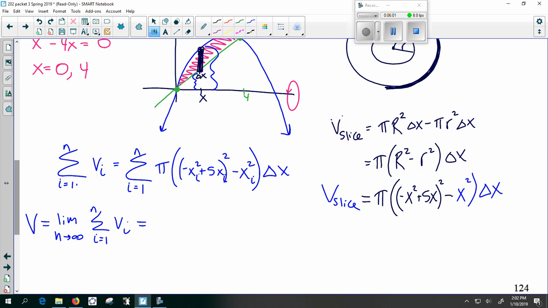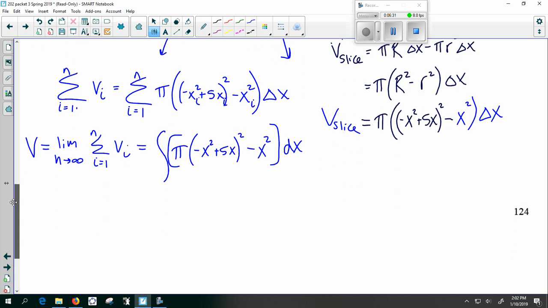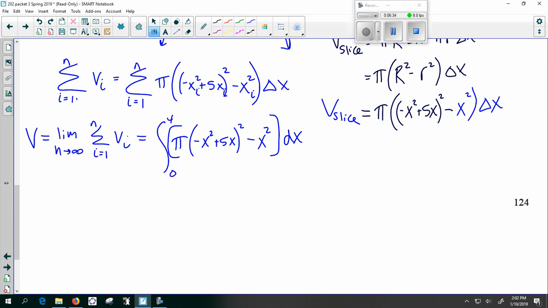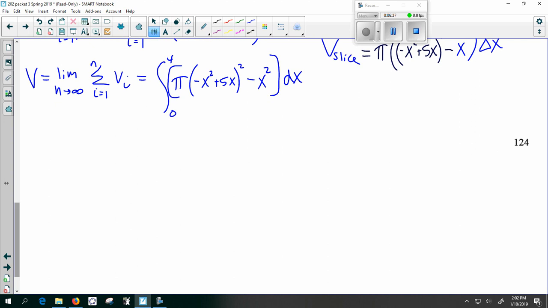So that's a Riemann sum, and it translates to an integral. So instead of xi's, they just become x's. So I've got pi times negative x squared plus 5x squared minus x squared. And instead of delta x, that becomes dx. So I have to evaluate that integral, and I'll have the volume of the region. And I have to go from 0 to 4. The region is bounded from x equals 0 to x equals 4.